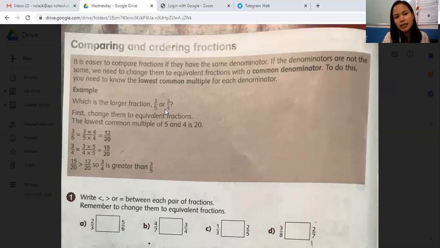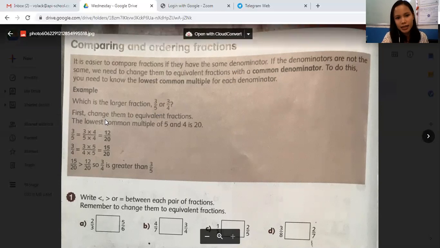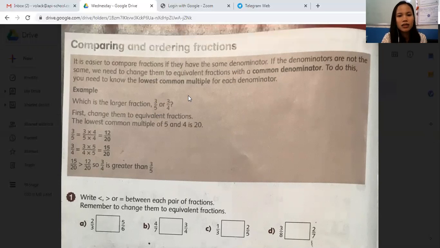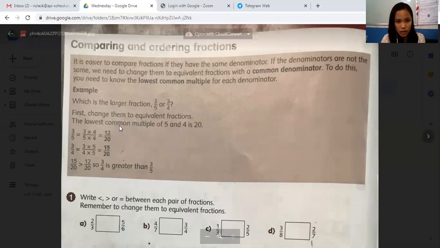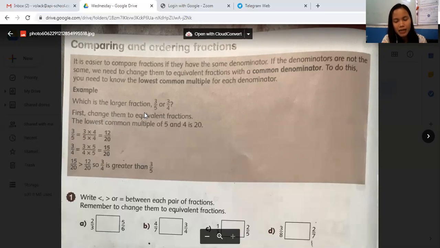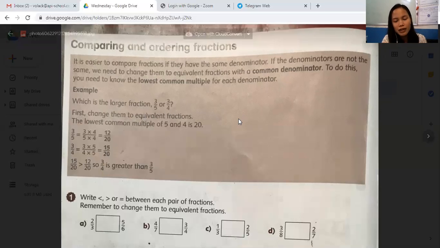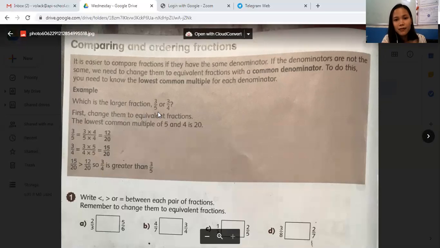So how can you make the denominators the same? You need to make equivalent fractions. I mean, you need to multiply the numerator and denominator by the same number, and make sure you get the same denominator, the common denominator of those two fractions. Here, they have 3 out of 5 and 3 out of 4. So they decided to multiply by 4, because 5 times 4 equals 20, and 4 times 5 also equals 20. So that you can find the common denominator.